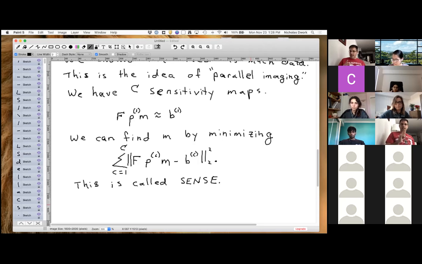But typically there's so much water in our body that even though we only see 1 part per million, we have way more signal than we need. And so you can dramatically reduce the scan time and collect your images with parallel imaging.